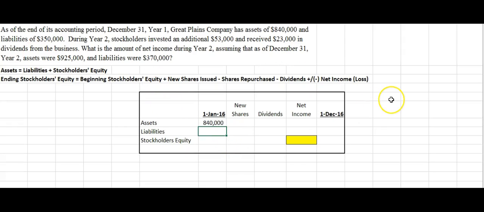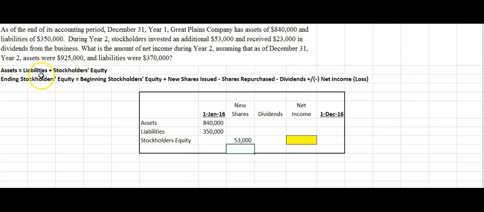And they had liabilities of $350,000. So this is all the information that I have and that I know. Let's continue to fill in the information. During year 2, stockholders invested an additional $53,000. So what do new shares do to equity? New shares increase equity. We don't know what equity is here, but let's just fill in the information. New shares increase equity by $53,000, so let's put the $53,000 there.